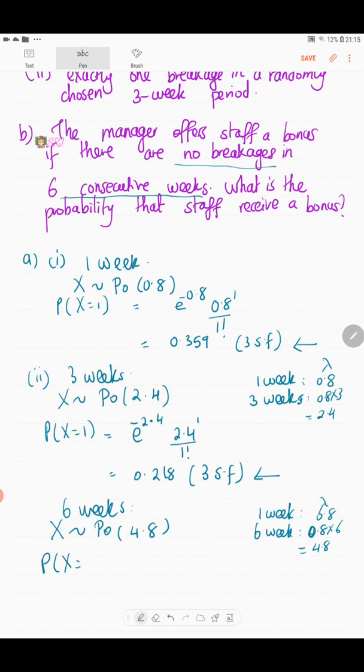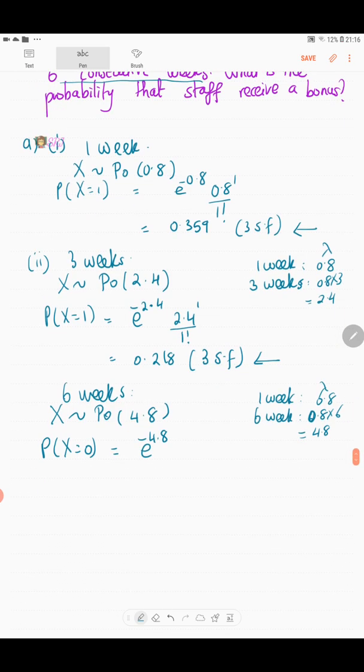And probability of no breakages, that is probability X is equal to 0. So it's e power minus 4.8, times 4.8 power 0 over 0 factorial. This part becomes 1. So it's just e power minus 4.8. And the answer is 0.00823.